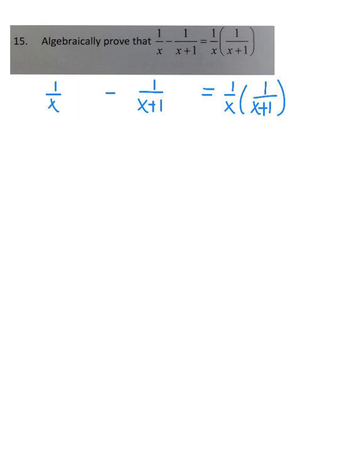Okay, so if I look on the left side here, I have two fractions and they're being subtracted, but I don't have a common denominator. So let's start with figuring that out. So I know that this first fraction is going to have to get multiplied by a factor of x plus 1. And the second fraction is going to get multiplied by a factor of x. And when I do that, you can see that I have a common denominator now. Okay.